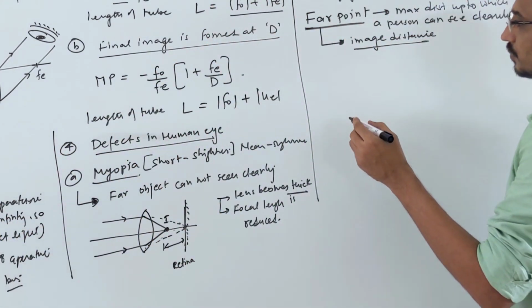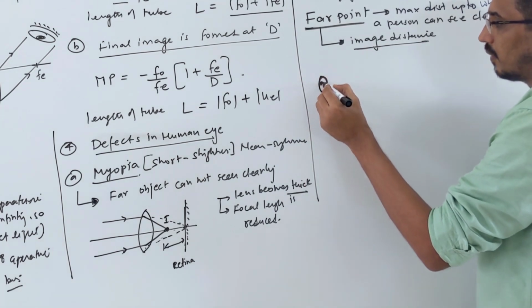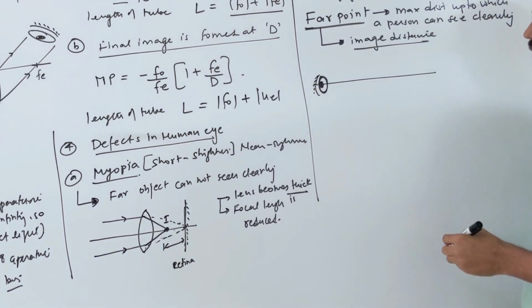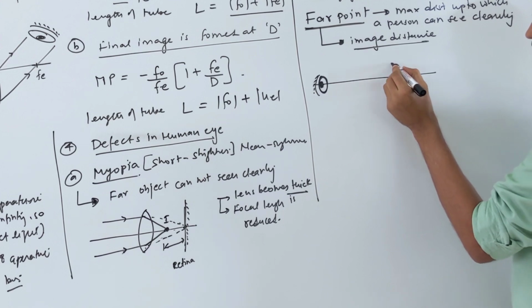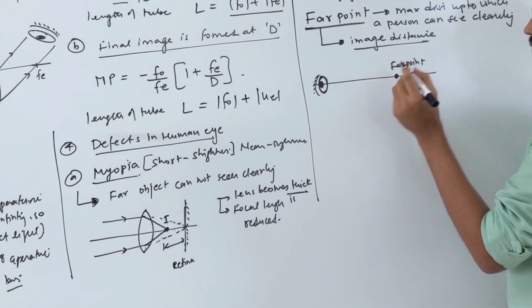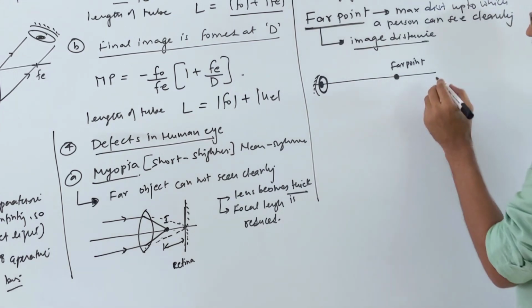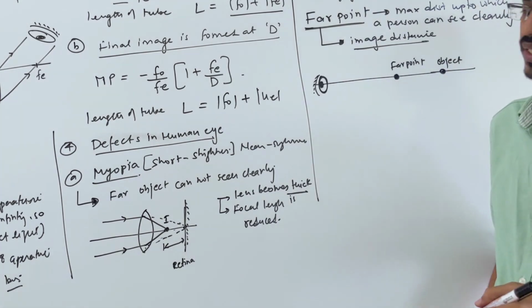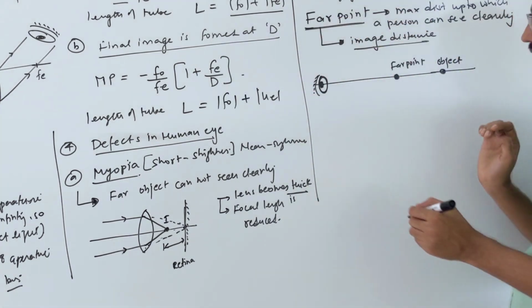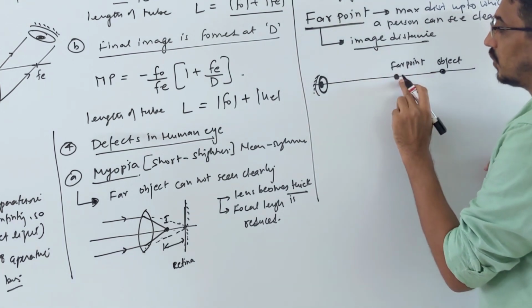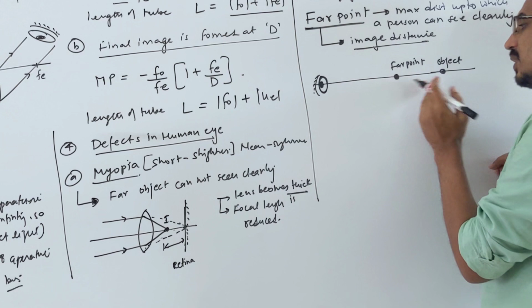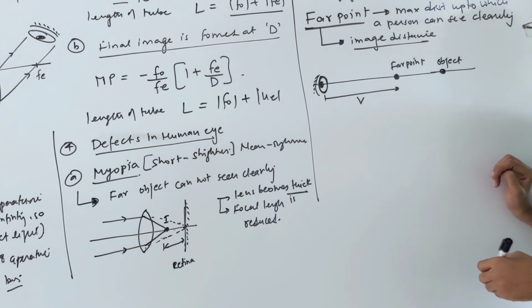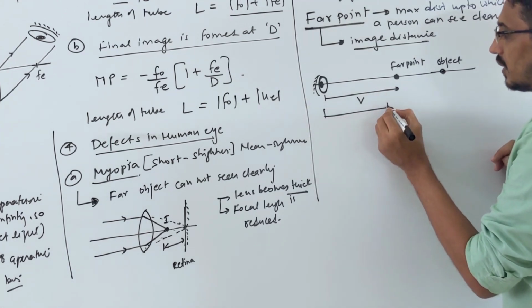So look here, suppose this is your eye, and suppose this is your far point. Up to this distance you can see clearly. And an object is placed, suppose here. This is your object. You want to see that clearly, then we need a lens. What should be the focal length of that lens, that you will calculate. After the far point you cannot see clearly. So that distance is simply your image distance, this is your V. And the object is placed here, so that's your object distance U.